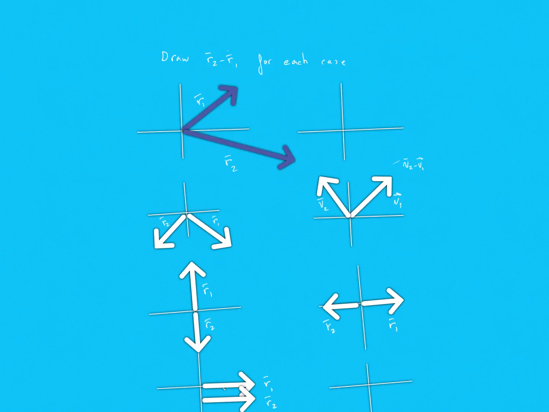So let's go to practice. What is here R2 minus R1? R2 minus R1 is the vector that goes from the head of R1 to the head of R2. Who is this vector? This one. Okay. In this case, what is R2 minus R1? R2 minus R1 is the vector that goes from the head of R1 to the head of R2. This one.